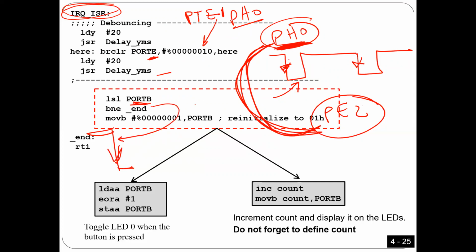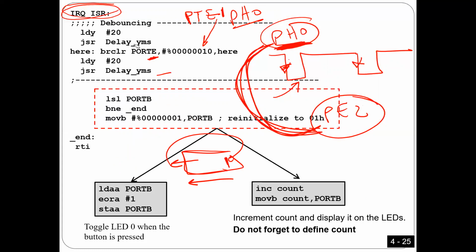Otherwise, if port B is 0, as I explained before, that means you have shifted the LED all the way, and now I have to return back to here. That's what I did here. Sorry, this is shift left, so what I'm explaining here is shift right. It's not a big deal. I start from here and shift this way. Once port B is 0, I have to return back here, as you see. Any question, guys?